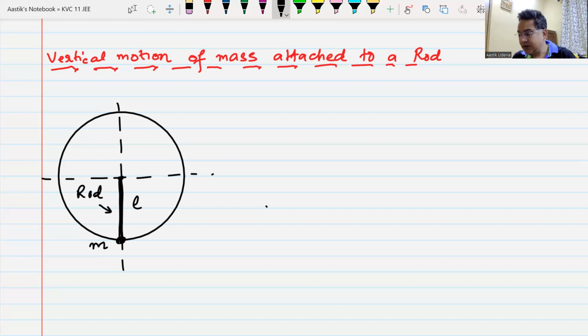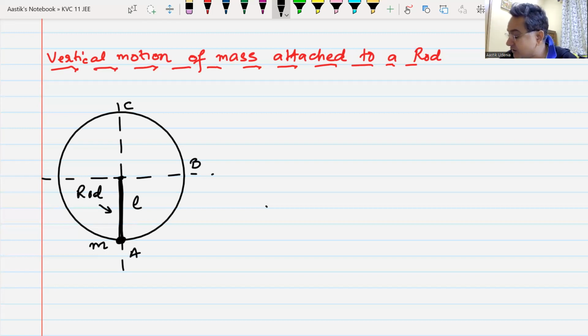Now, the difference between the two scenarios is that a string can only pull, but a rod can pull as well as push. So therefore the case changes slightly.